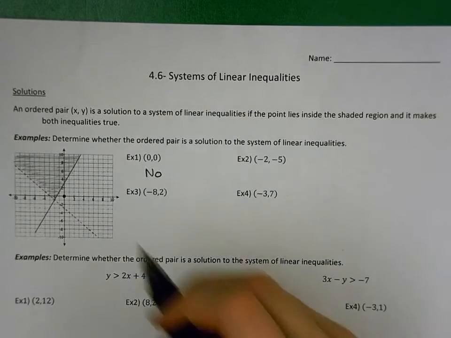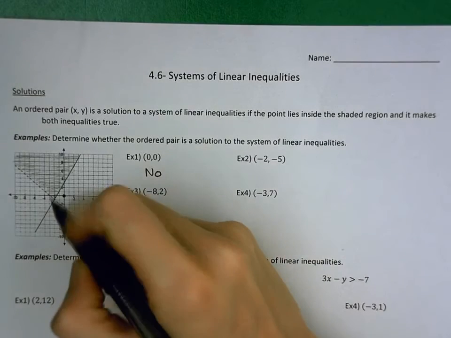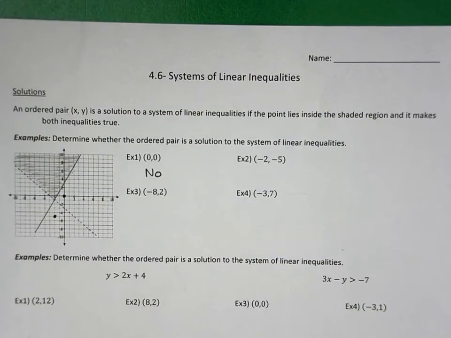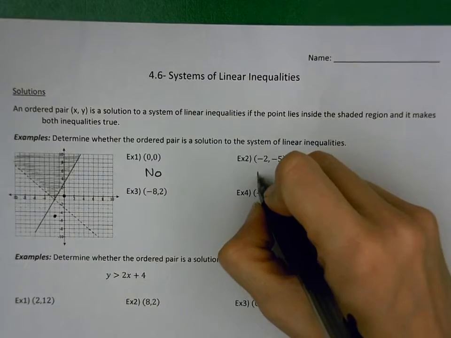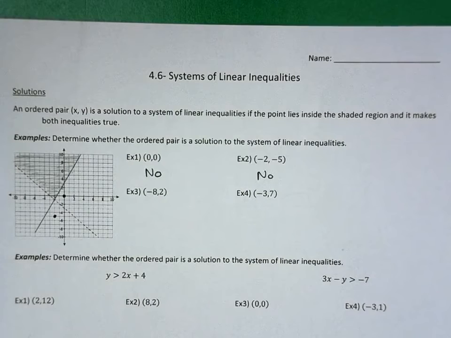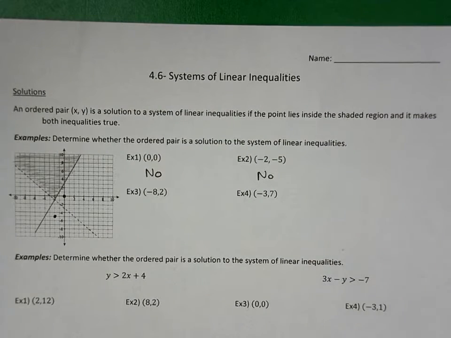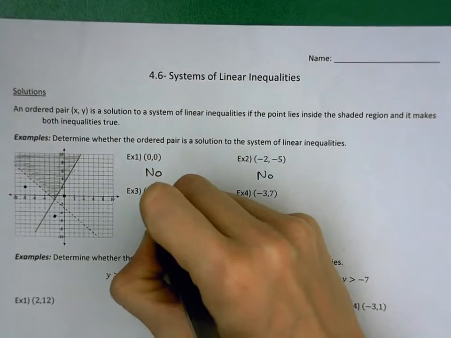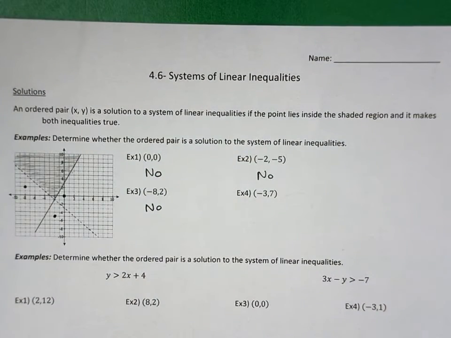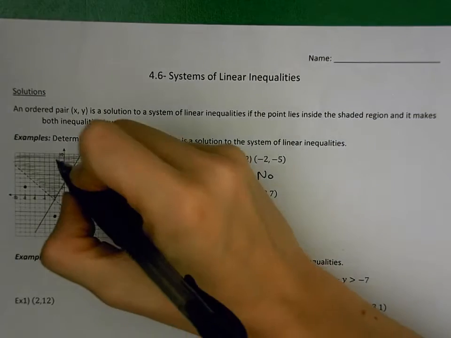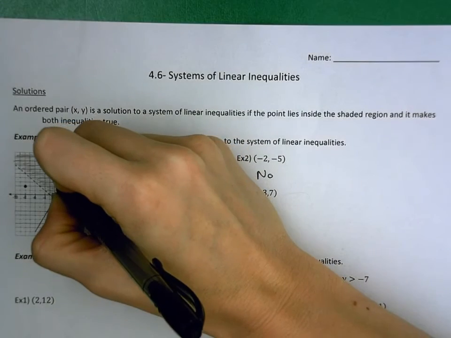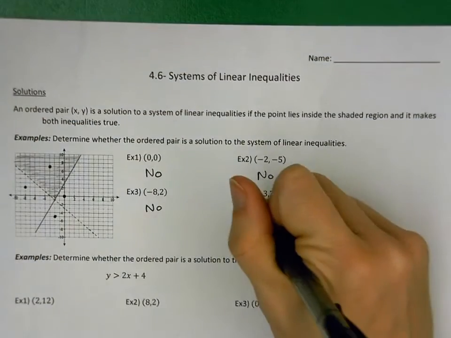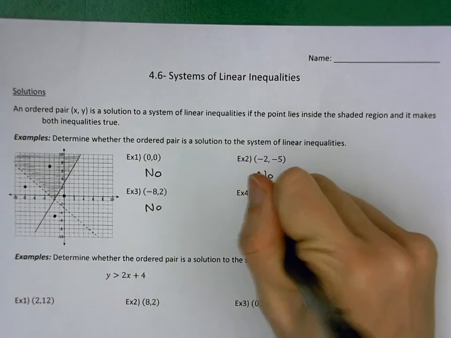You then go to -2, -5. That's located right here, which also is not inside my solution area, inside my shaded region, so it's also not a solution. We have -8, 2, which is located here, also not a solution. And then we have -3, 7, which is located here, and there we go. That is inside my region, and so this is a solution.